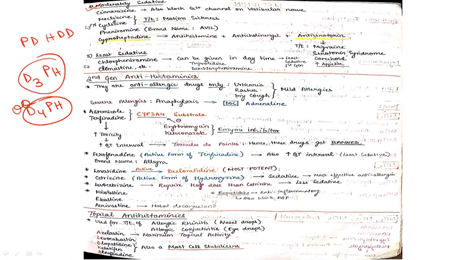Now coming to moderately sedative, so the first drug is cinnarizine, then meclizine, cyclizine, then pheniramine, then cyproheptadine. Clear? Cyproheptadine is very important because it is antihistaminic as well as anticholinergic as well as anti-serotonin. All these three activities are associated with cyproheptadine. So this drug is more important compared to others from an MCQ point of view.